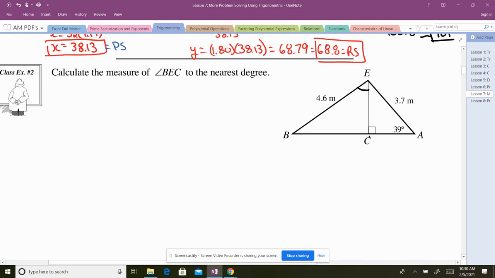All right, BEC. So there's two triangles. It's going to be multi-step. Let's talk about how we're going to solve this. What should I find out first to solve that angle? In this triangle here, I only know this. What other piece of information can I find?